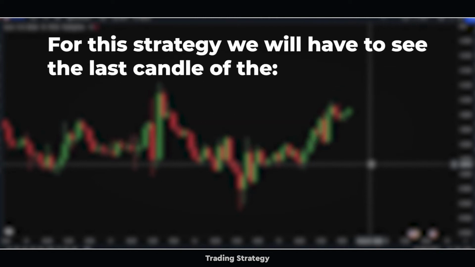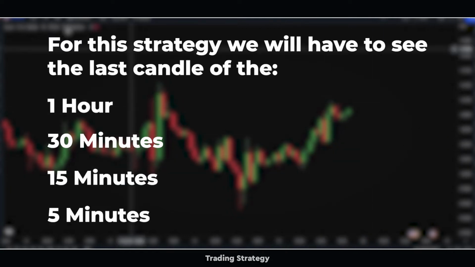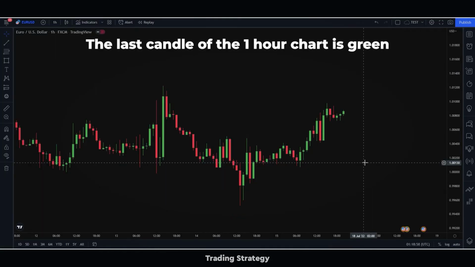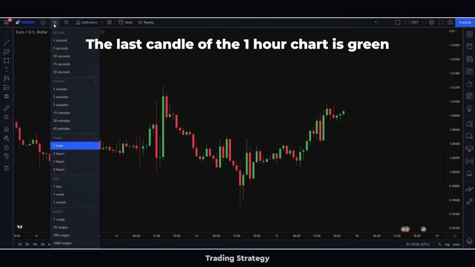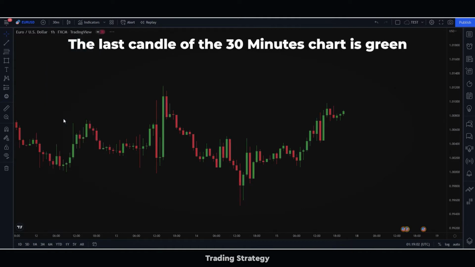For this strategy, we will have to see the last candle of the 1-hour, 30-minute, 15-minute, and 5-minute charts. If all the charts have the same colored candle, we will execute a trade in that direction. For example, if all the charts have their last candle in green, we will make the buy trade on the 5-minute chart.